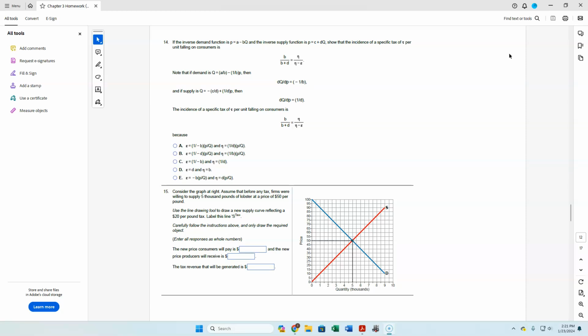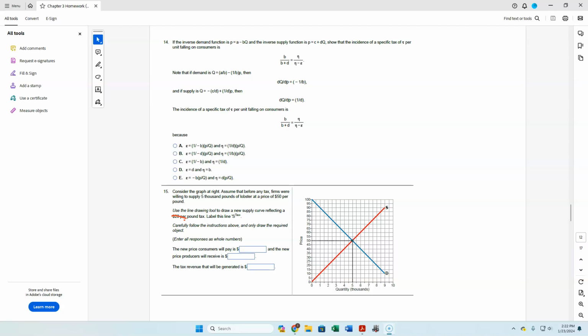Sorry, I'm not trying to rush through this. But I don't want this video to become just as long as a lecture video. Consider the graph at the right. Assume that we have 5,000 pounds of lobster at a price of $50 a pound. Here they're doing a $20 tax. When I was printing out mine had a $10 tax. But whatever your tax is, that's how much you're going to be shifting.